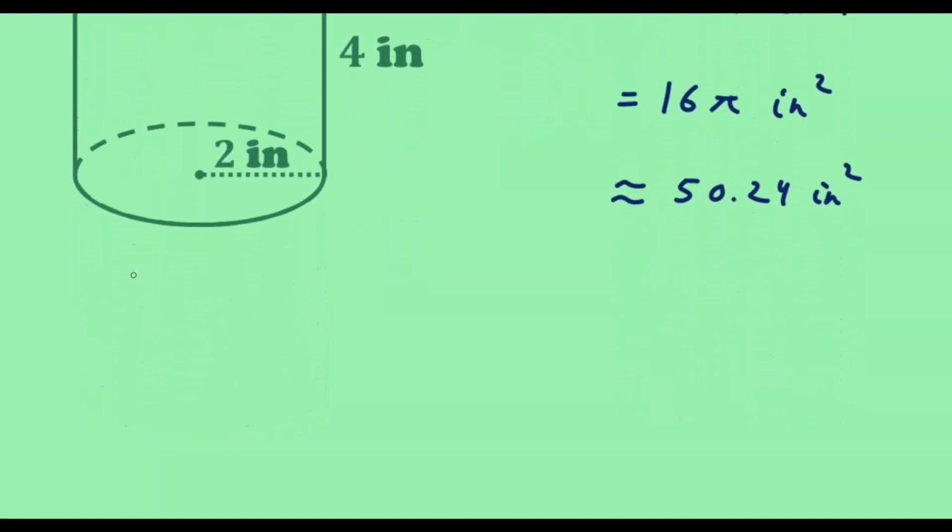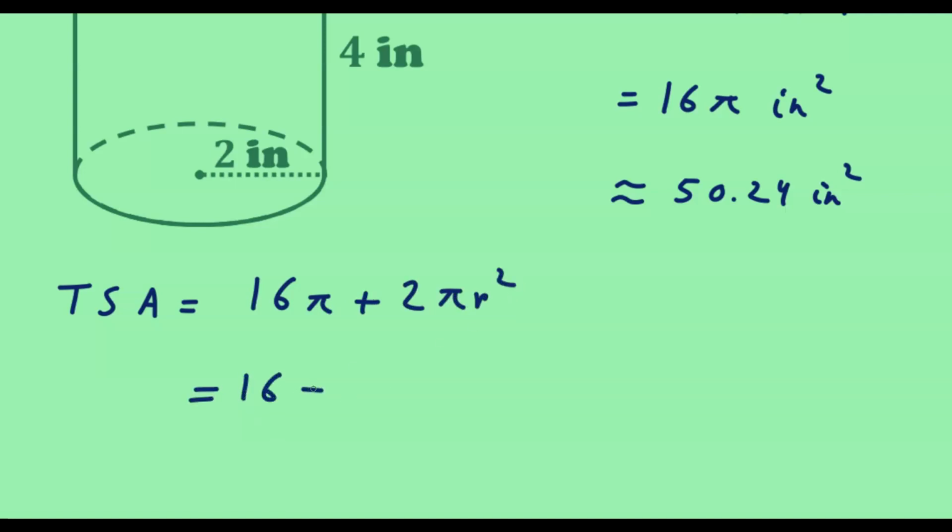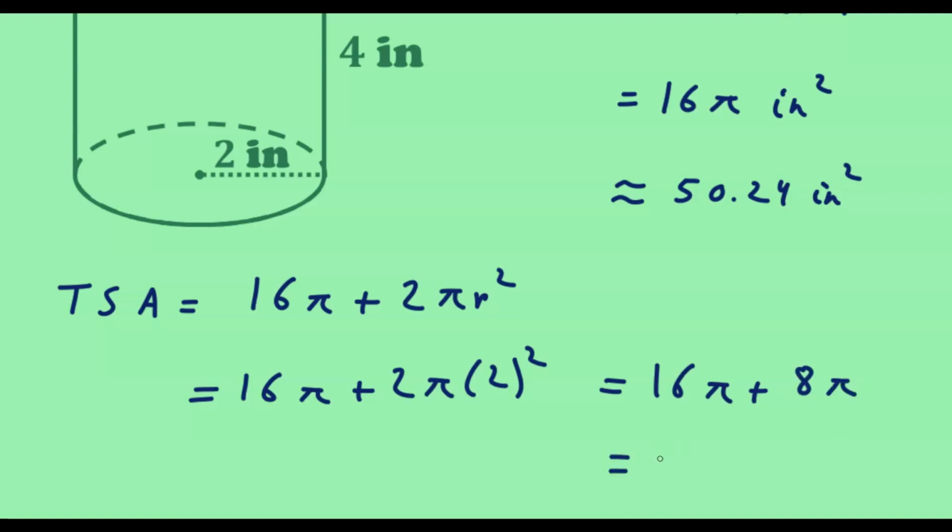Next, let us determine the total surface area. Now that will be the lateral surface area, so 16 pi, plus 2 pi r squared. So we have 16 pi plus 2 pi times the square of the radius, which is 2. So we have 16 pi plus 2 times 2 squared times pi. So 2 times 2 squared, that's 2 times 4, which is 8. We have 8 pi. And 16 pi plus 8 pi is equal to 24 pi. So we have 24 pi inches squared.